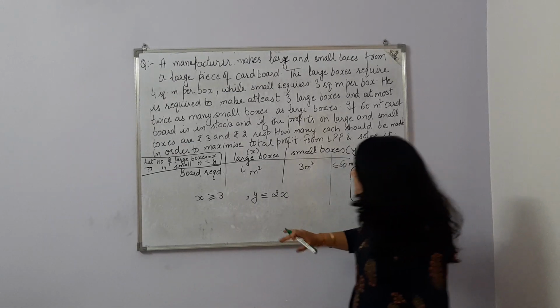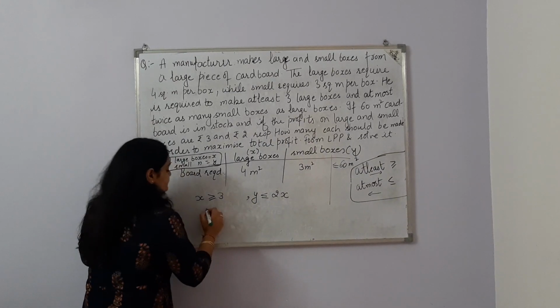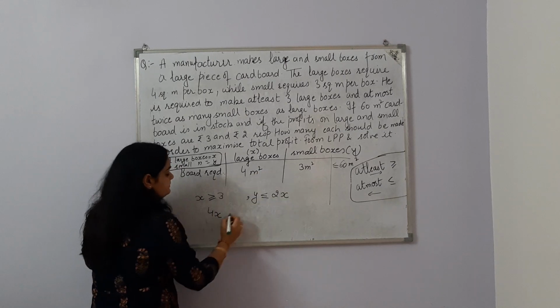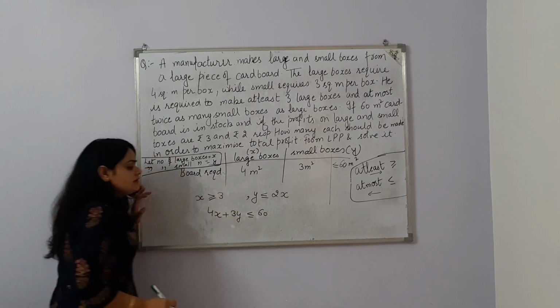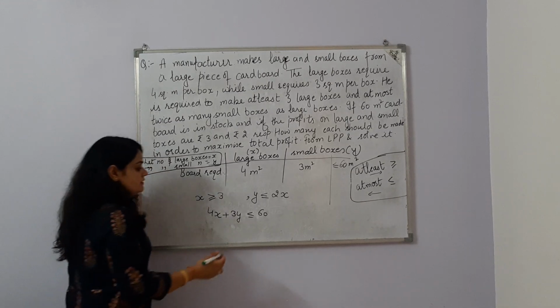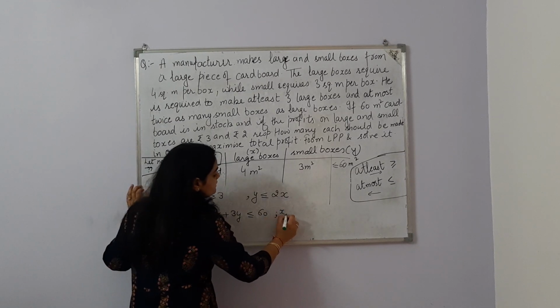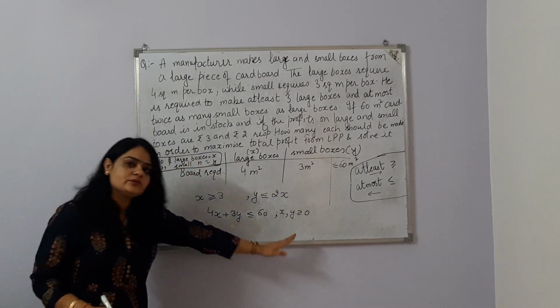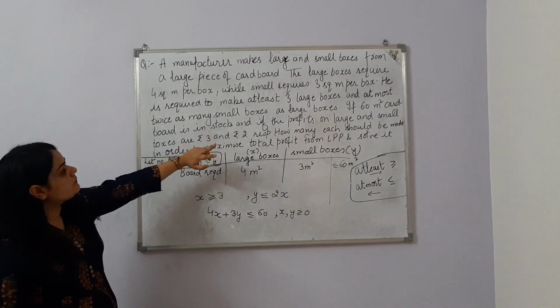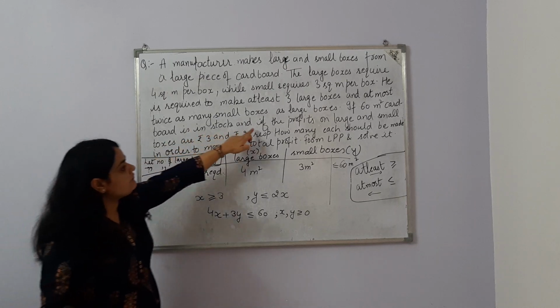So another constraint becomes 4x plus 3y less than or equals to 60. And of course the two constraints are x, y greater than or equals to 0, because count cannot be negative.